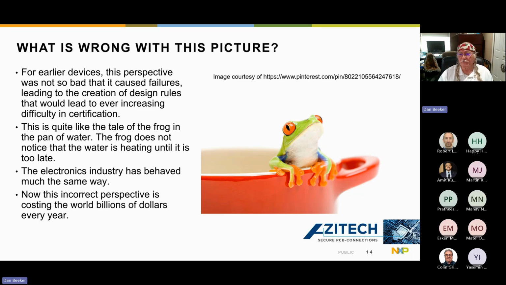And it's like I said, it's just like the frog. If you put a frog in a boiling pot of water, it's going to jump out.